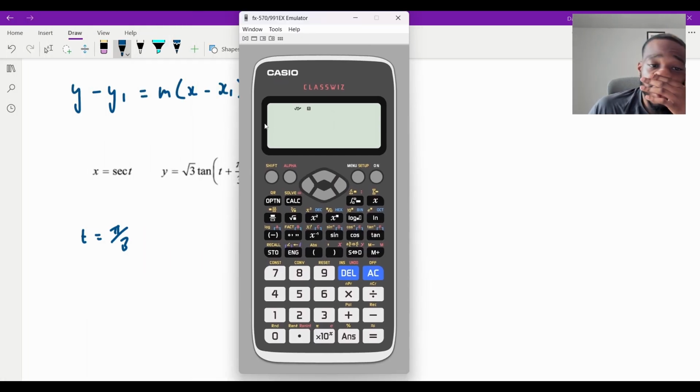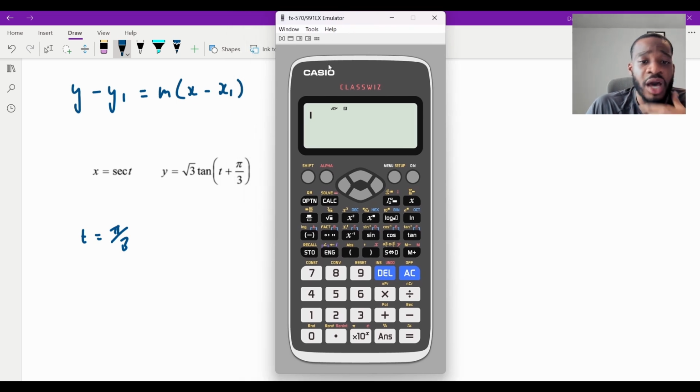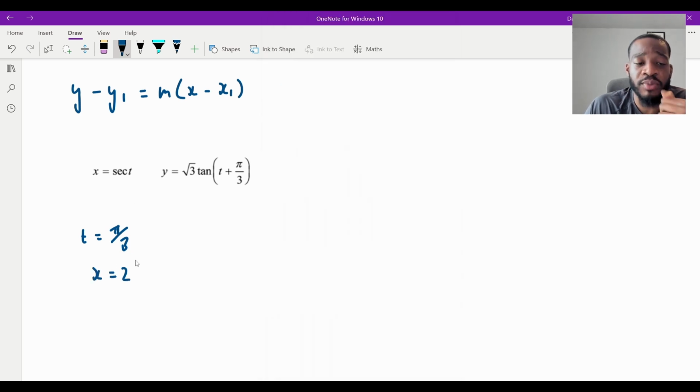So sec, remember you don't have that on your calculator. Well, I don't have that on mine anyway. So I'm going to write it as 1 over cos. So sec of pi over 3 would be 1 over the cosine of pi over 3, wouldn't it? And my calculator is in radians, which is good. So that would be 2, right? So therefore x is equal to 2 when t equals pi over 3.